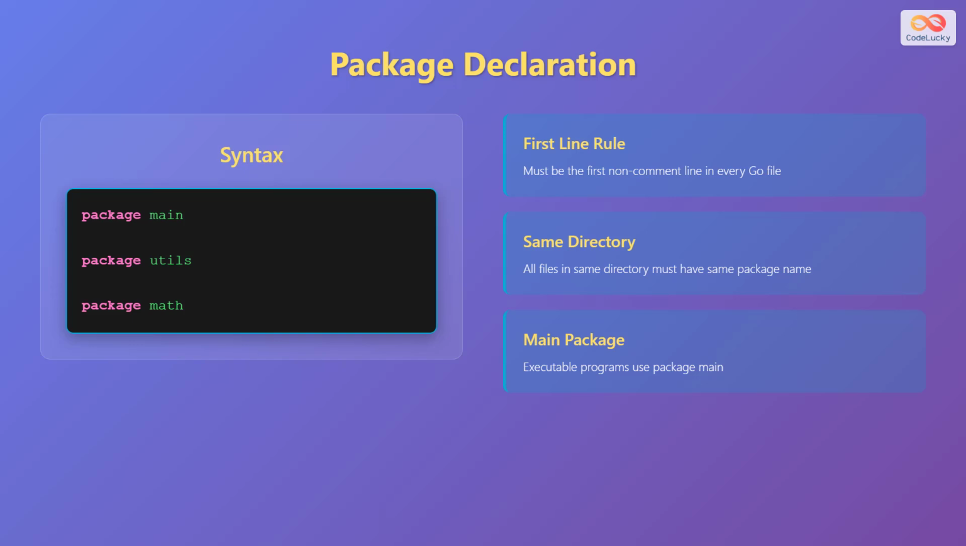Now, let's talk about how to declare a package. The syntax is quite straightforward. You start with the keyword package, followed by the package name. For example, package main, package utils, or package math.